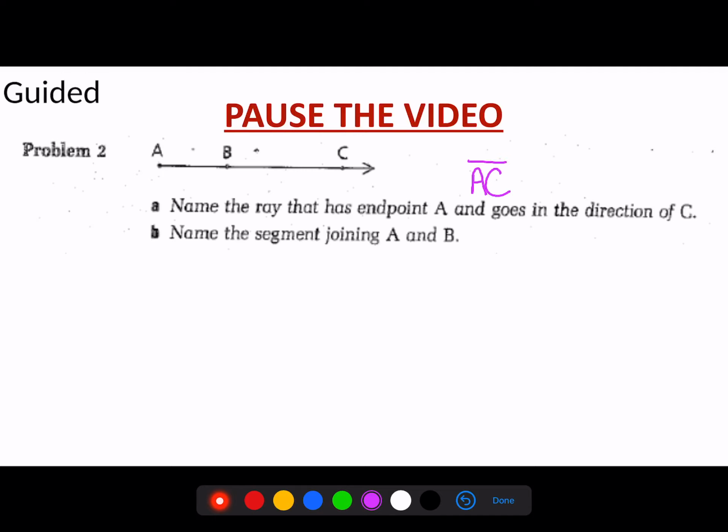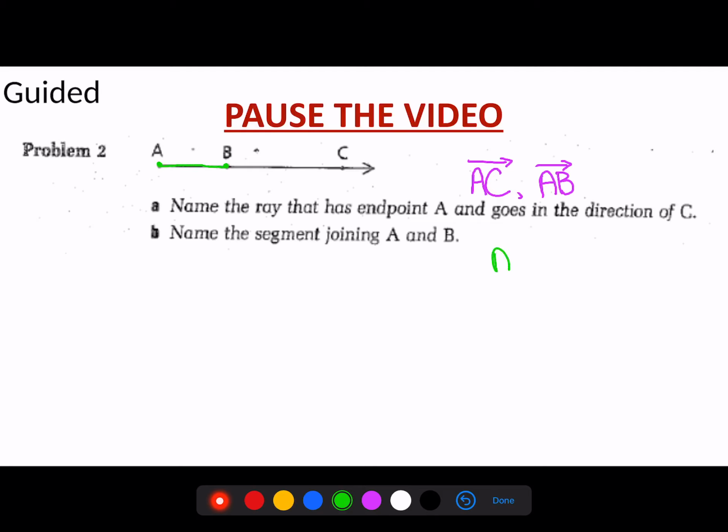So we have two different names here. Because it's a ray, I start at A, so A is going to go first, and then I go in the direction of C. So I can have that as ray AC. I can also name this as ray AB, because again we're starting at point A, and if I go in the direction of C, since B is on the line and it's between A and C, rays go on forever in one direction, so it's eventually going to cross through C as well.